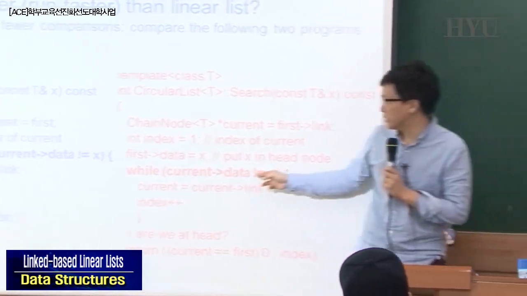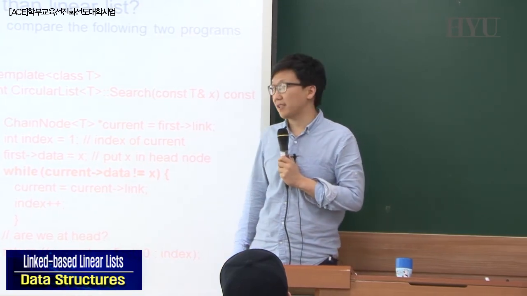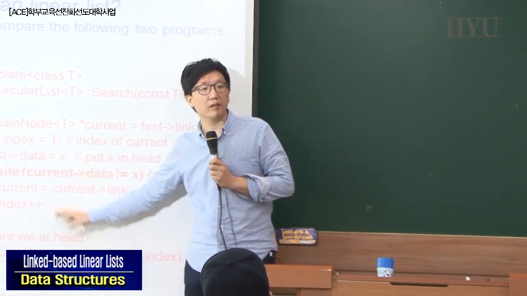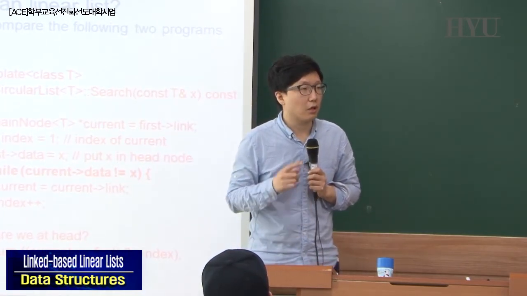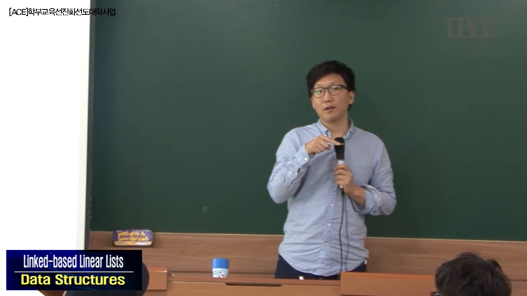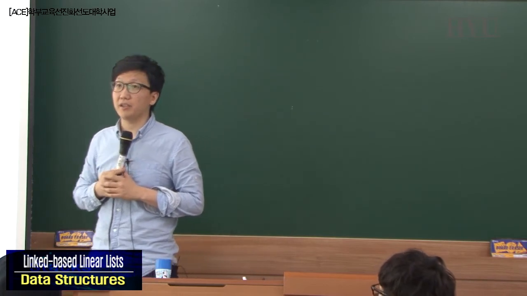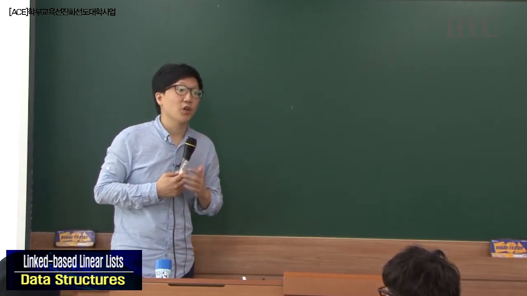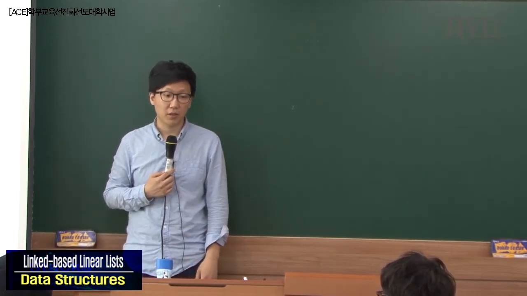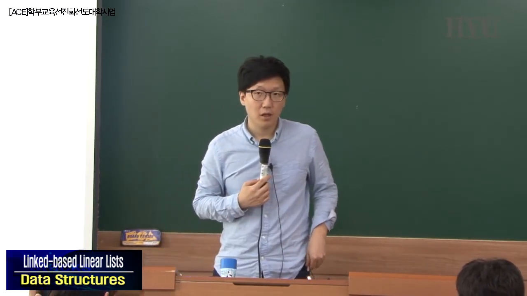In this one, meanwhile, they just check whether current data is not equal to X. So the conditions differ. The first condition might not be needed, because we are in a circular list, and we may not need to check whether current is null, because we probably don't have any nulls in a circular linked list, right? Because we're heading back to the beginning. Most likely we will have an extra node called head. So that is the thing. I had a few questions right after the class, so I just wanted to make sure that everyone is on the same page. Okay?